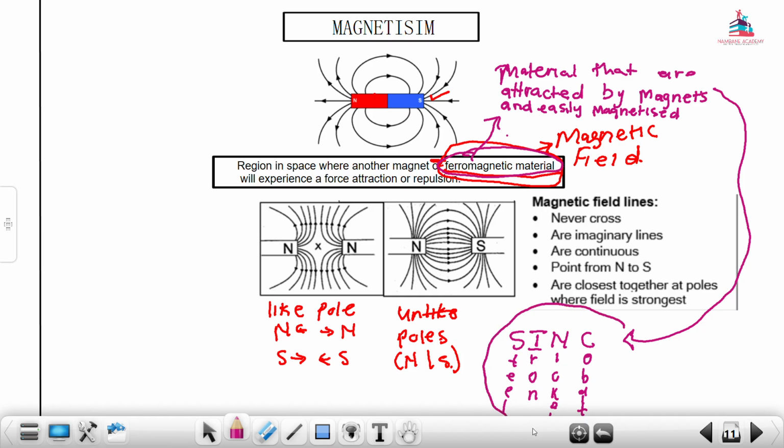Right, so what are we saying? We are saying that these materials, your steel, iron, nickel, and cobalt, are your ferromagnetic materials. What do we mean? We mean that they can be attracted by magnets and they can easily be magnetized. And then, in terms of the properties of this magnetic field, they must never cross, they must be continuous. They must point from north to south. Very important. If it's north, the arrow is moving out. If it's south, the arrow is moving in. And then you must know that in a magnet, your field is strongest at the poles.